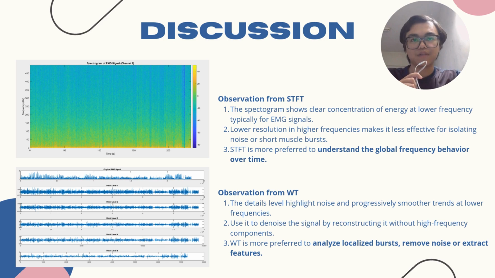As for the wavelet transform, the detail levels highlight noise and progressively smoother trends at lower frequency. The advantage of WT is that it is able to denoise the signal by reconstructing the raw data and removing the high frequency components, which is in this case detail level 1. And then WT is more preferred to analyze localized bursts, remove noise, or extract features.